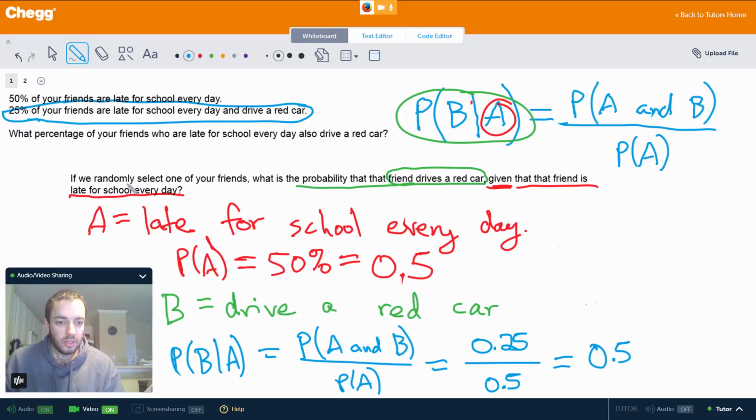So another way to say that is 50% of our friends who are late for school every day also drive a red car. So if we randomly select one of our friends, there's a 50% chance that that friend is late for school every day, a 25% chance that the friend is late for school every day and drives a red car, and there's a 50% chance that the friend is driving a red car given that that friend is late for school every day.